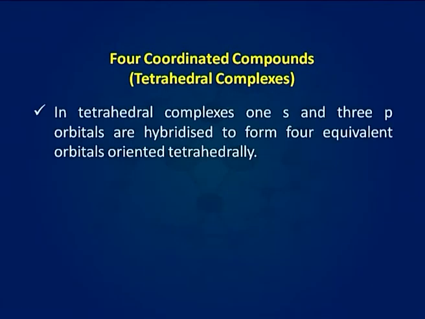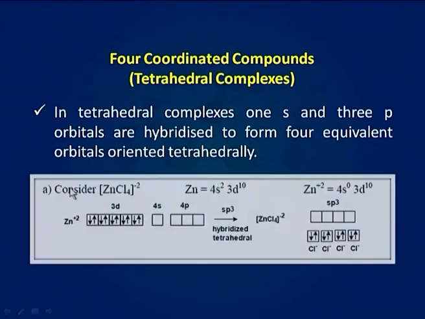In tetrahedral complexes, one s and 3 p orbitals are hybridized to form 4 equivalent orbitals oriented tetrahedrally. Here you can see zinc has the electronic configuration 4s2 3d10, and in +2 oxidation state, it will not contain any electron in the 4s orbital. Here is the electronic configuration of zinc +2 ion.